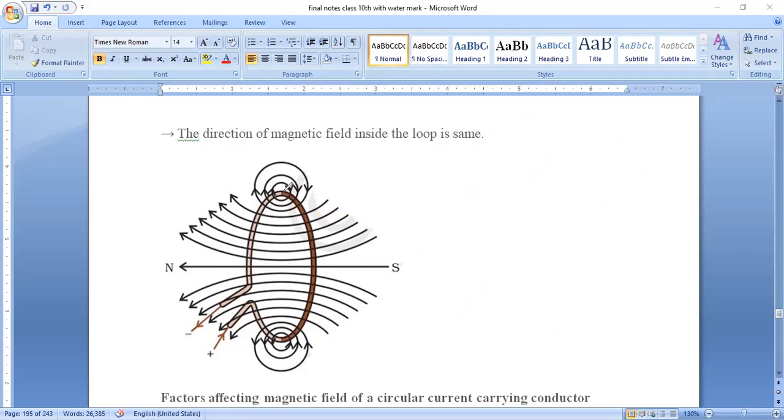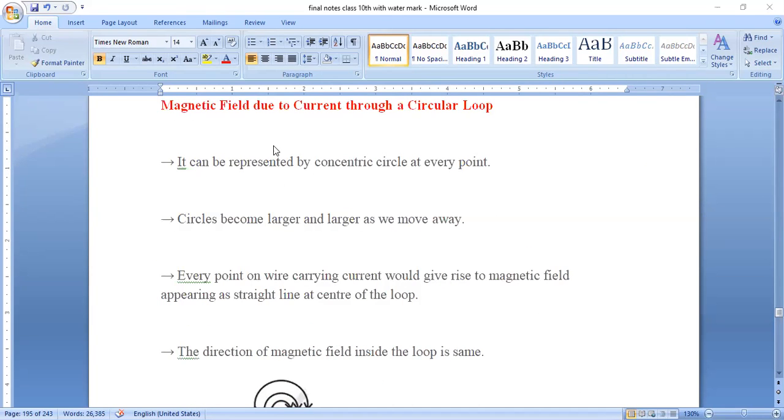That means this point is acting like one straight conductor. This point will act like one straight conductor. Each and every point will act like a straight conductor here. Understood? So in a straight conductor, the magnetic field will be like this. So if it is acting like a straight conductor, the magnetic field will be like this. So each and every point of a circular loop acts as a straight conductor.